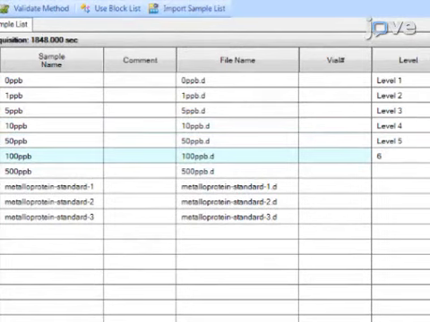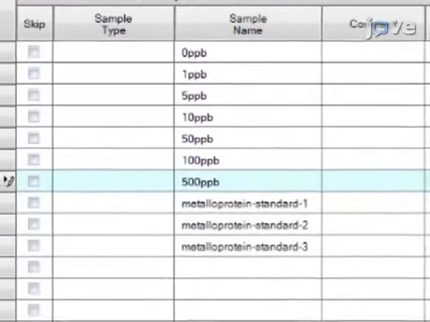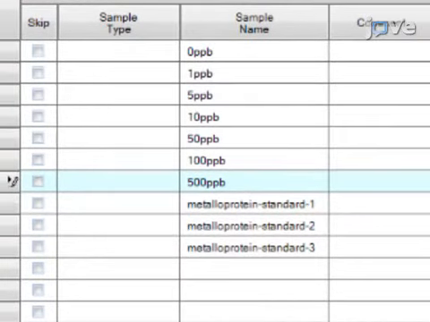Set up the order of injections by first analyzing the 7 calibration levels, concentrations ranging from 0 to 500 micrograms per liter, followed by the metalloprotein standards. The 7 calibration levels are 0, 1, 5, 10, 50, 100, and 500 micrograms per liter.